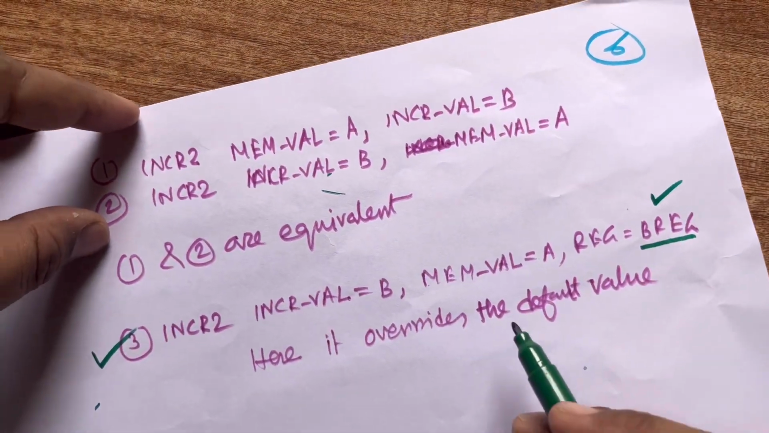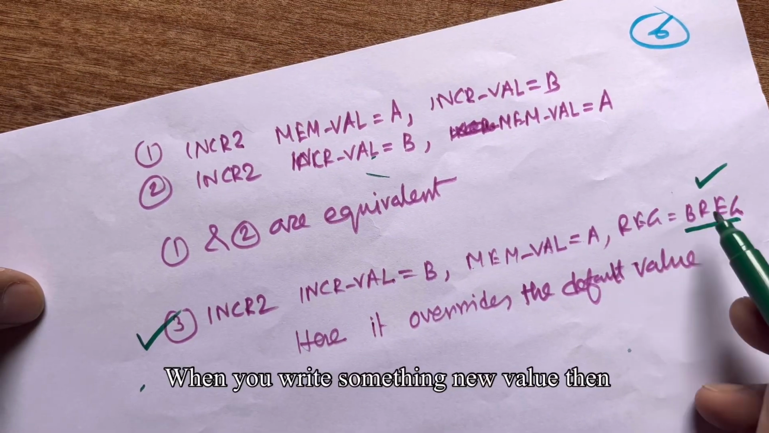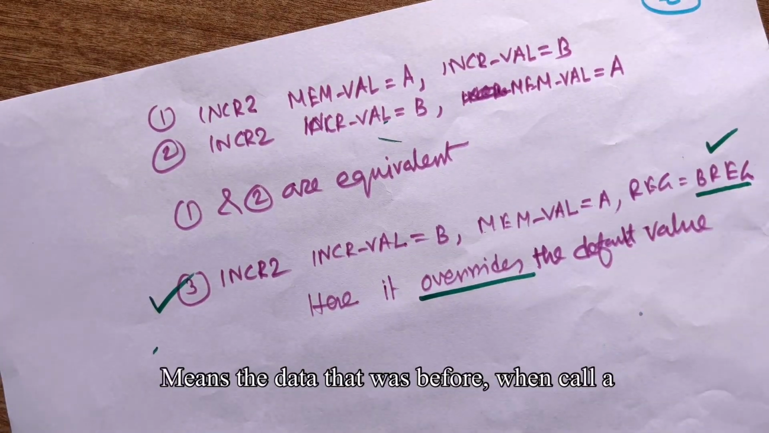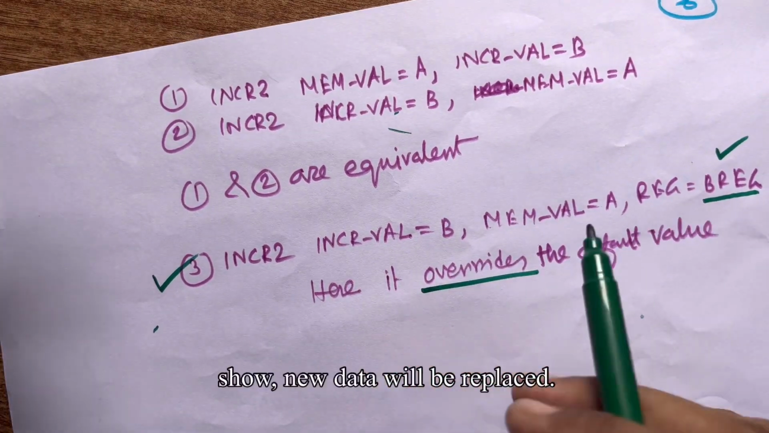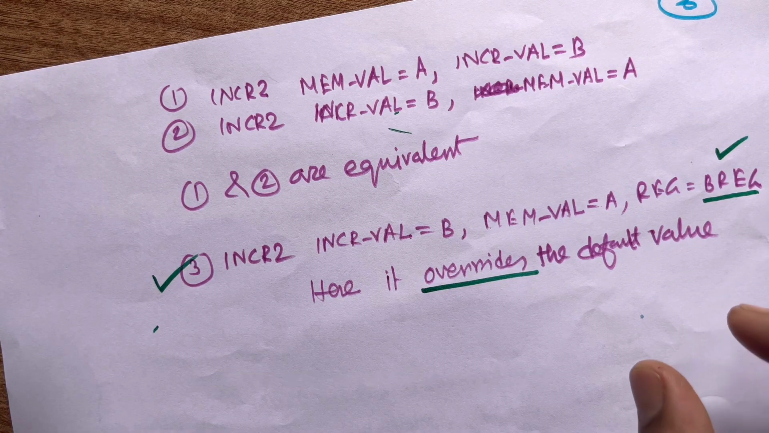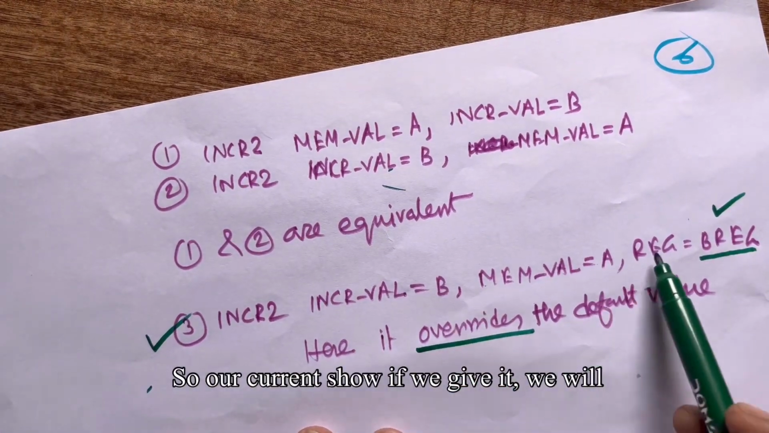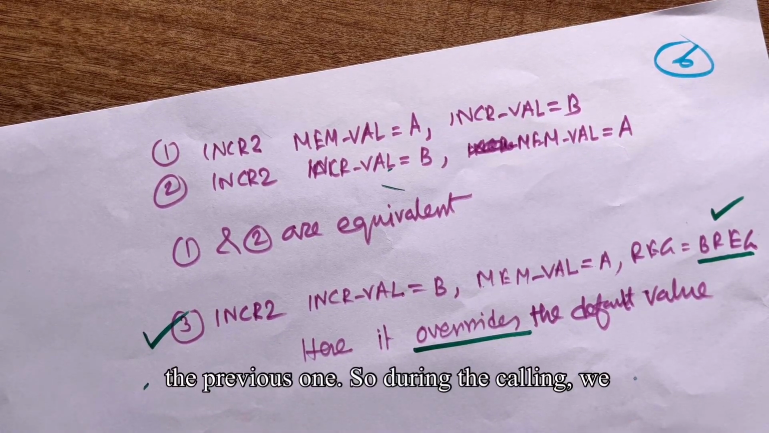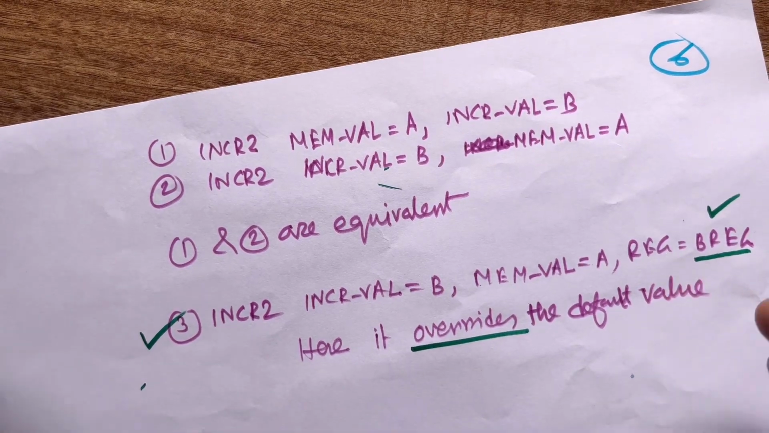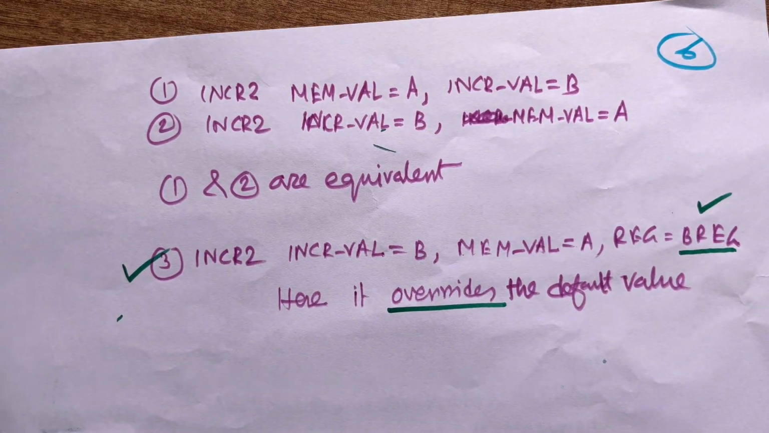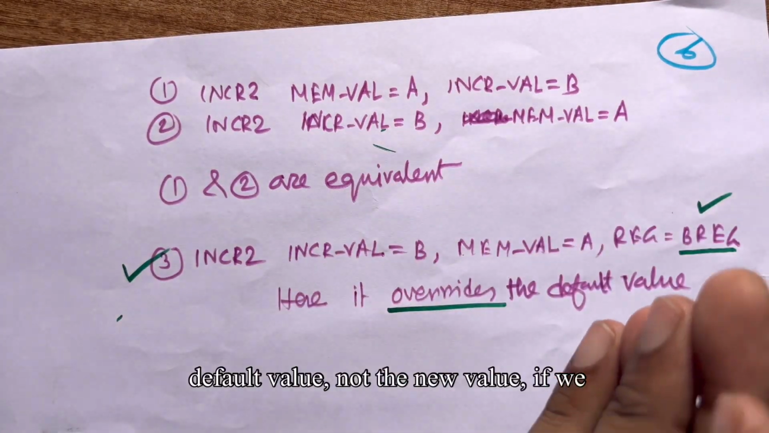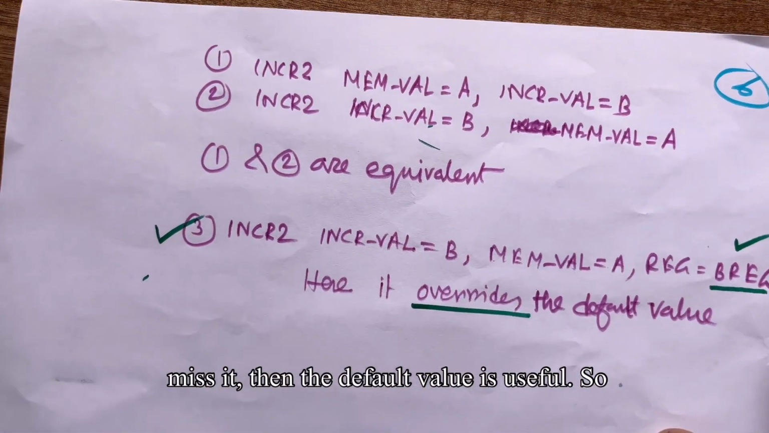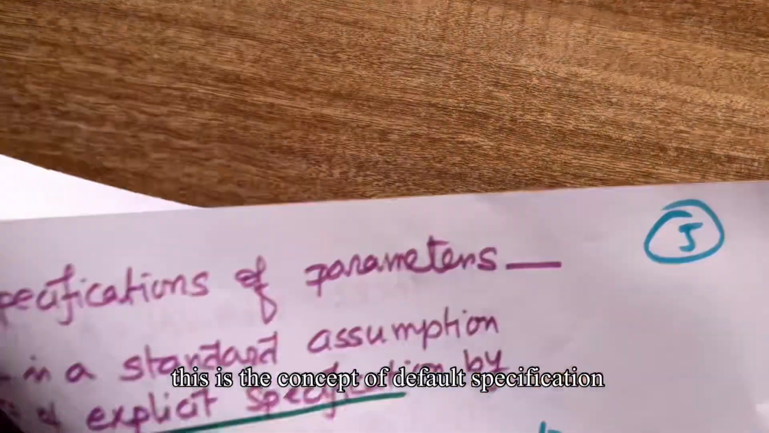ভ্যালু দিয়ে দিচ্ছি, তাহলে কী হবে? When you write a new value, then the previous value will be overridden, the default value, মানে আগে যে ডেটাটা ছিল, কলের সময় নিউ ডেটাটা উইল বি রিপ্লেসড। তো আমরা যদি কোনো সময় নতুন করে দিয়ে দিই, তাহলে নিউ ডেটা উইল রিপ্লেস দ্য প্রিভিয়াস ওয়ান। ডিউরিং দ্য কলিং আমরা এটা আপডেট করছি, আপডেট মানে আমরা নিউ ভ্যালু দিয়ে যখন কলিং করছি, তখন সে ডিফল্ট ভ্যালুটা আর কাজ করবে না, তখন নতুন ভ্যালুটা হিসাবে কাজ করবে। যদি আমরা মিস করে যাই, তখন ডিফল্ট ভ্যালুটা ইউজফুল। So this is the concept of default specification of parameters.